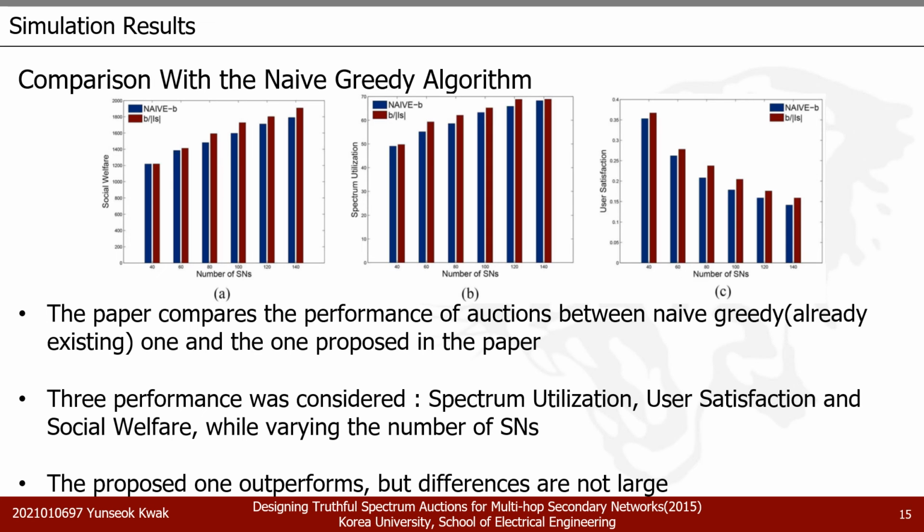And the second simulation result is a comparison between the naive greedy algorithm and the proposed algorithm. The paper compares the performance of auctions between the naive greedy one and the one proposed in the paper. Three performance measures were considered: spectrum utilization, user satisfaction, and social welfare, while varying the number of secondary networks. The proposed one outperforms the naive algorithm, but differences are not large.